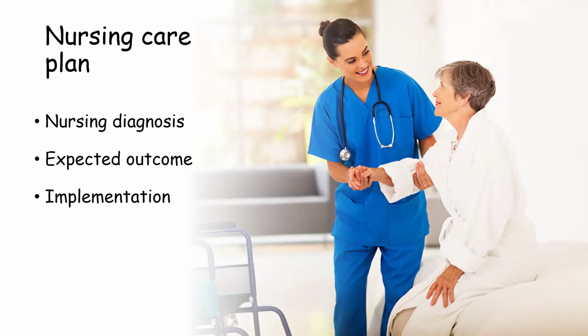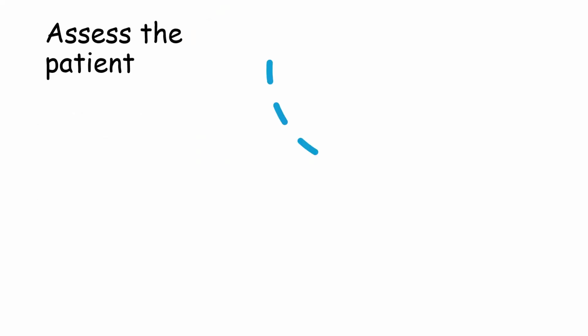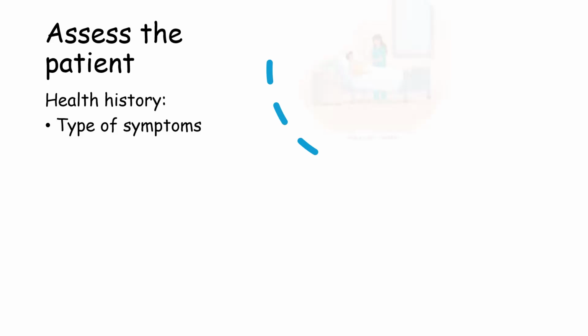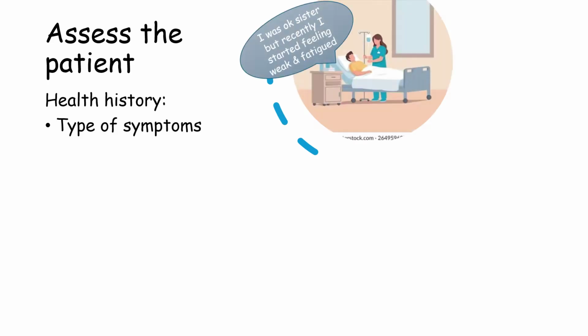In order to make a nursing care plan, first we have to assess the patient. What do we need to assess? First of all, we have to take the health history of the patient, focusing on the type of symptoms he or she is having. For example, patient may give history like he was apparently well a few days back, but recently he is suffering from severe weakness, fatigue, malaise, etc.